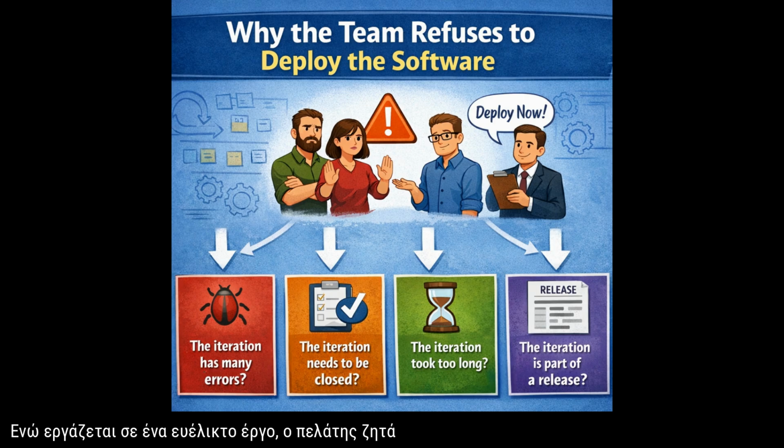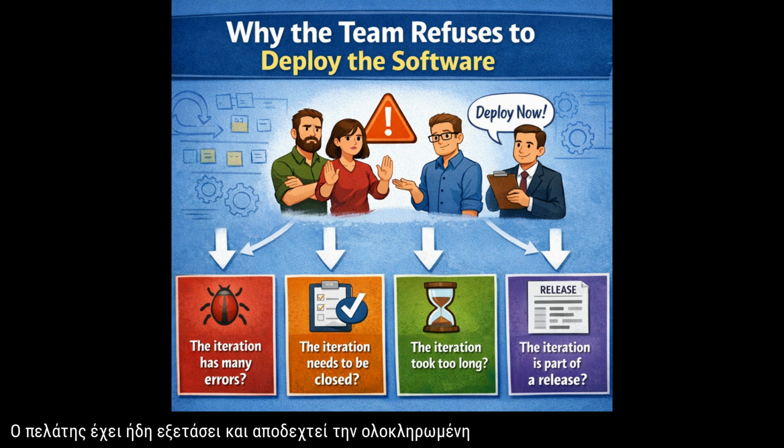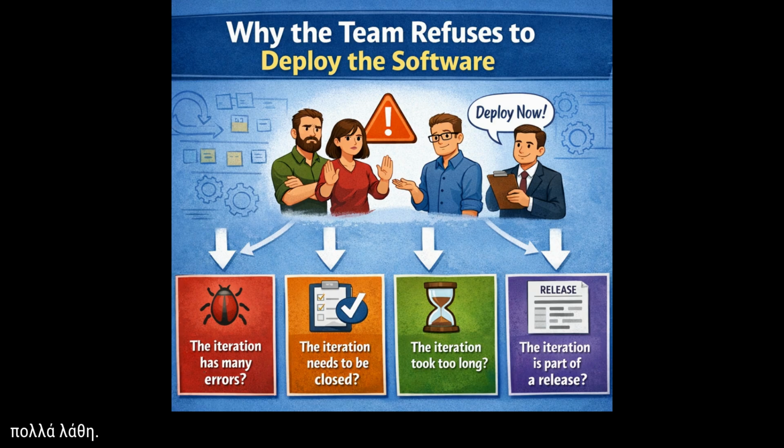While working on an agile project, the customer requests that the team deploy the software immediately after the current iteration is completed. The customer has already reviewed and accepted the completed portion of the software. However, the team refuses to deploy the software. What best explains the team's refusal? A, the iteration has many errors. B, the iteration needs to be closed. C, the iteration took too long. D, the iteration is part of a release.